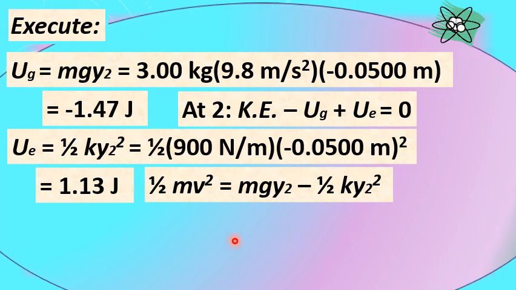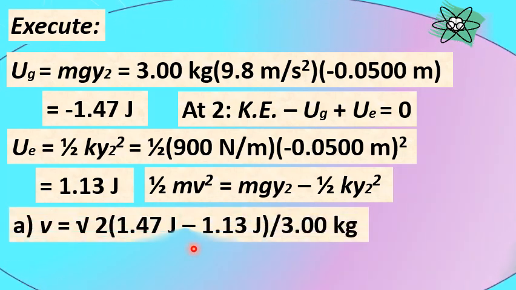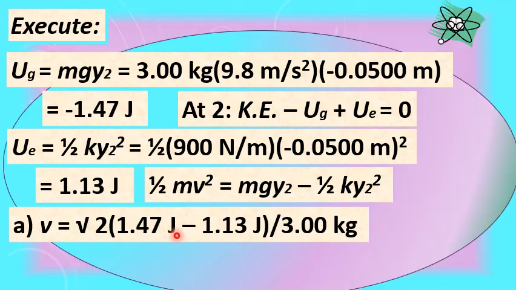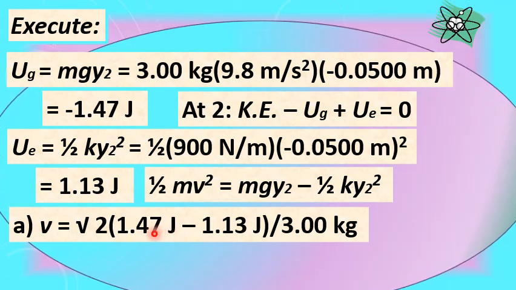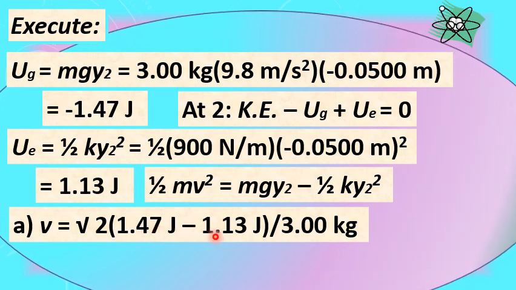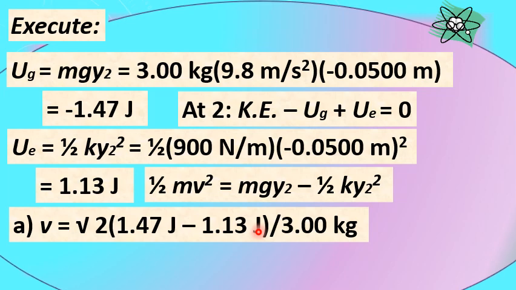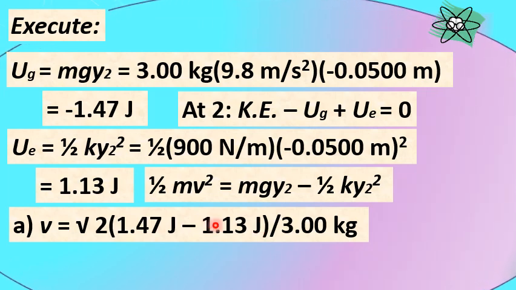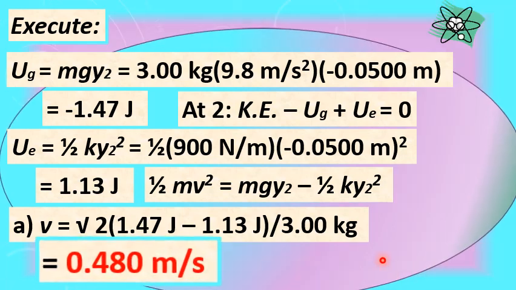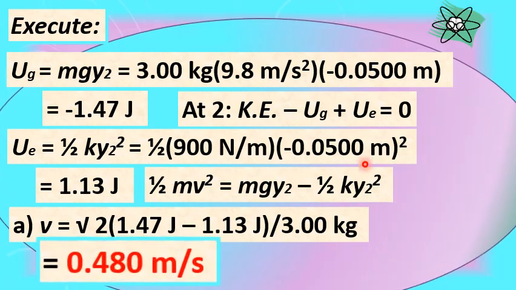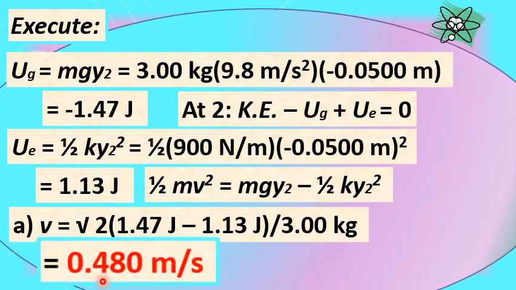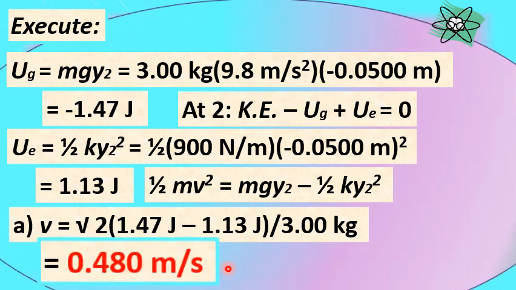when we isolate and get the square root, we get v equals the square root of 2 times 1.47 joules, the value of the gravitational potential energy, minus 1.13 joules, which is the elastic potential energy, to be divided by the mass of the fish, 3.00 kilograms. With the help of your calculator, we get the speed of the fish at position number 2 equal to 0.480 meters per second.